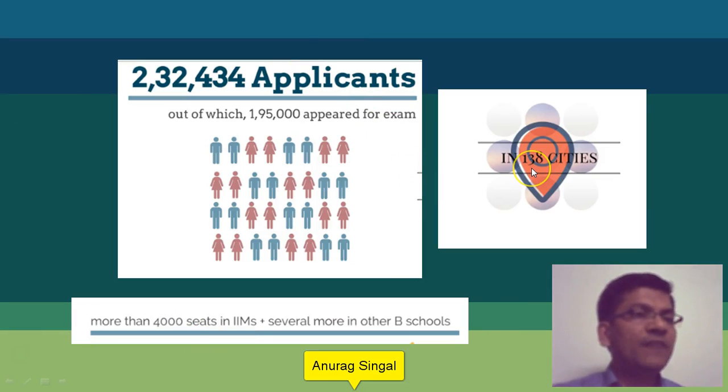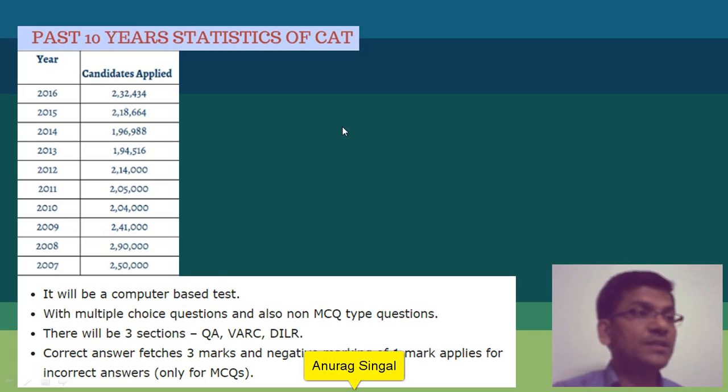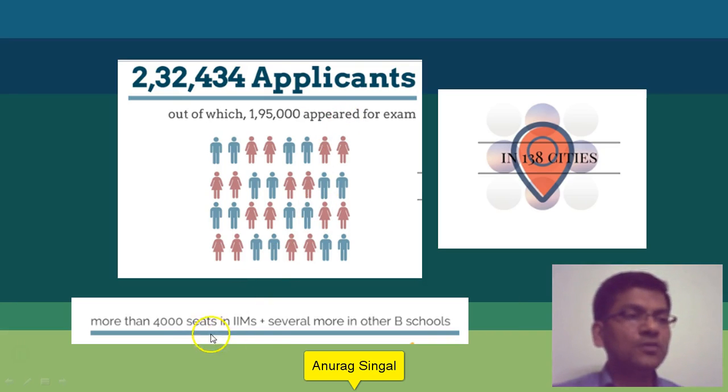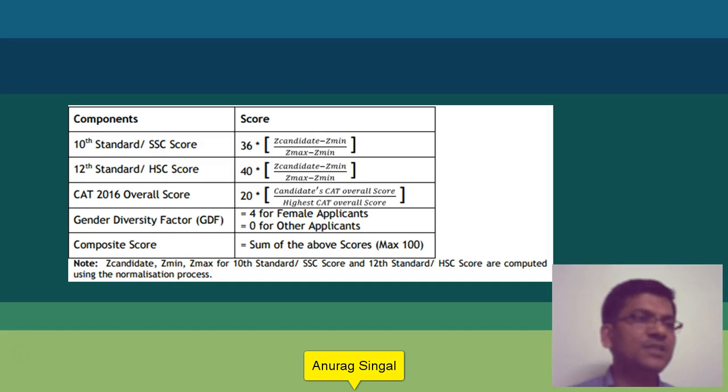So you have 138 cities where 2,32,434 applicants, out of which 1,95,000 appeared for the exam in 2016 for 4,000 seats in the IIMs and several more in various other B schools. So the competitive intensity: if you take 1,95,000 and 400 of them make it to the IIMs, you can understand it's like 0.25% of the applicant pool came to IIM Ahmedabad. So the market accordingly places a very high premium on one getting into such B schools.